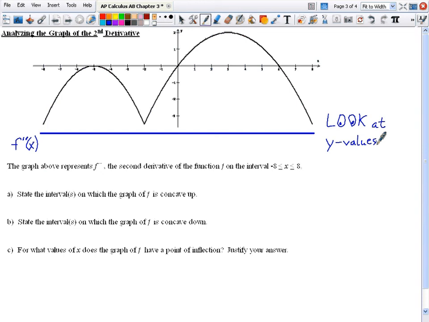And justification would be since f double prime of x changes sign. Again, a little more specific. If you just say that, that's a little too vague. I'm going to specify at x equals 0 and x equals 6.